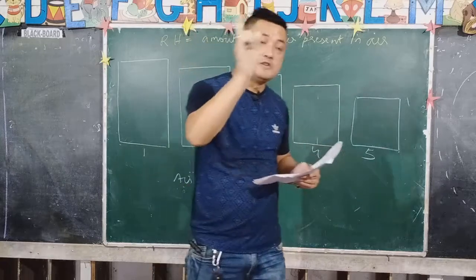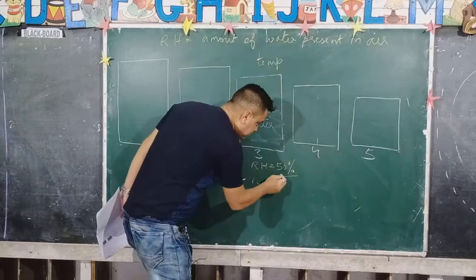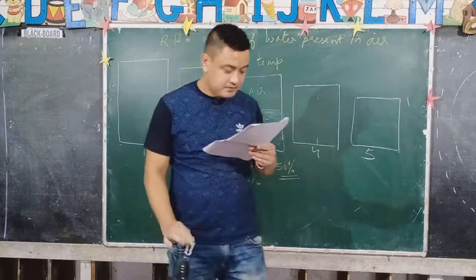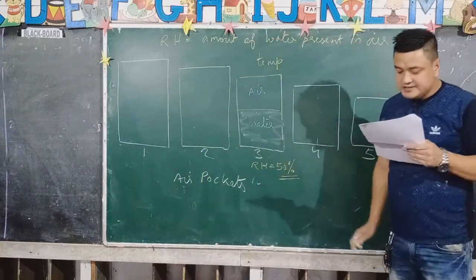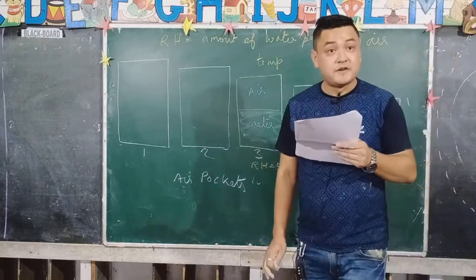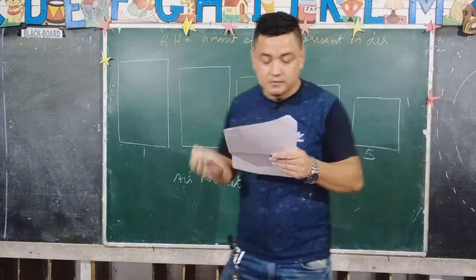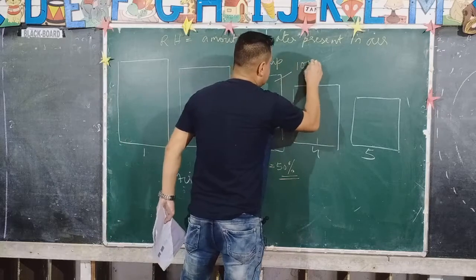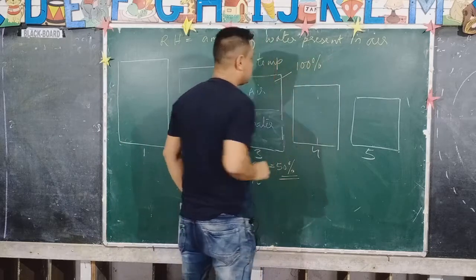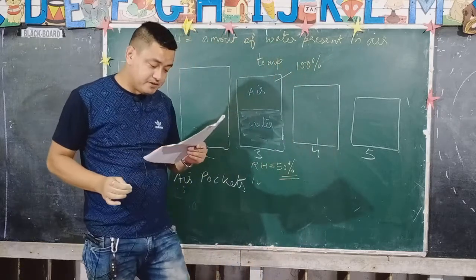It is written always in percentage. Therefore, I have written it in percentage. Now what it means here in the middle is, the RH of this pocket is 50% as the air pocket's volume is 100%. If you look at this air pocket, the maximum capacity of this air pocket is 100%.